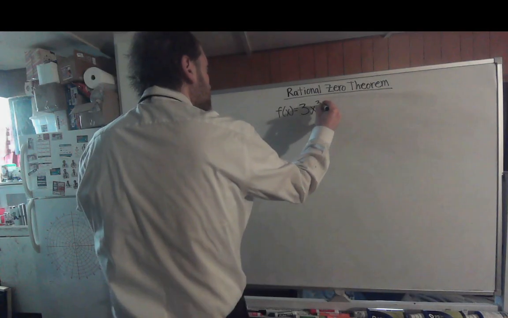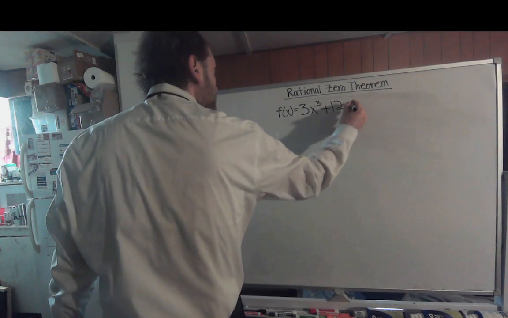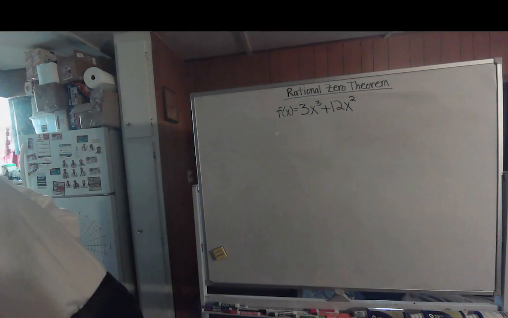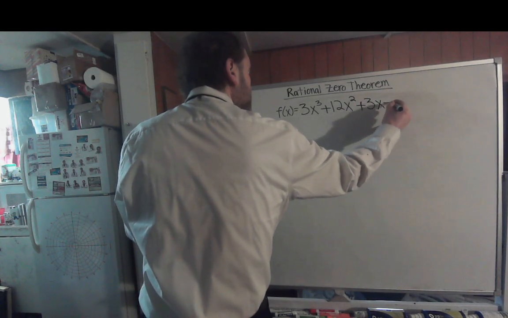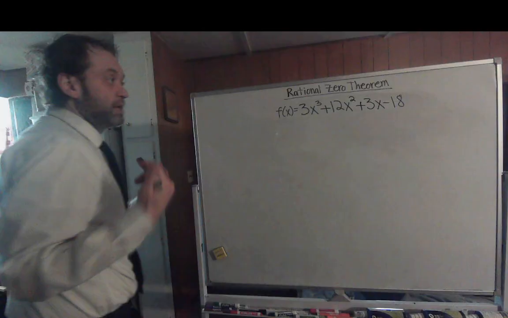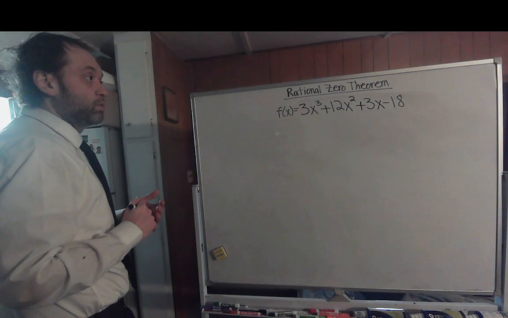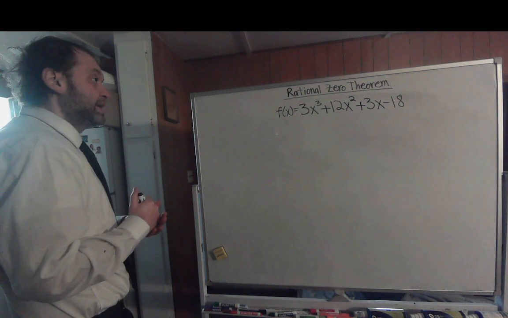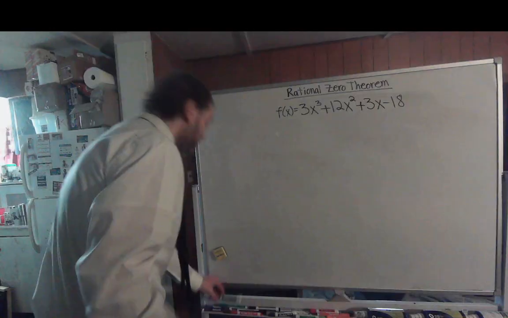All right, so 3x to the third plus 12x squared plus 3x minus 18. Well, there goes the theory of factoring it by grouping, so that's definitely not going to work. So let's go ahead here and we shall find our rational zeros.